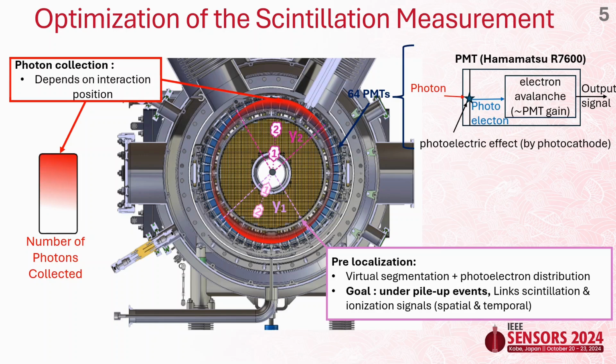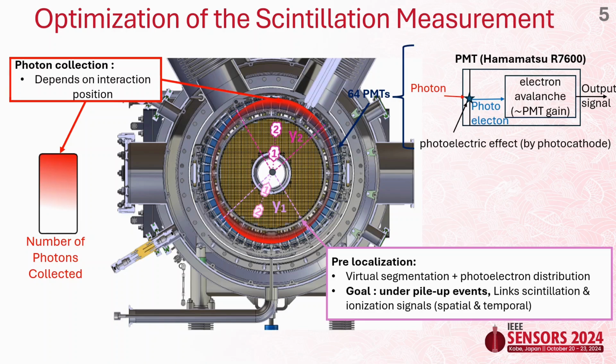In fact, the number of photons collected by each PMT depends on the interaction position. And the PMT converts the detected photons into a proportional number of photoelectrons, generating an output signal in form of charge, with its amplitude proportional to the number of photons detected. Also, the detection volume can be segmented virtually based on the PMT's field of view. And thanks to the segmentation of the detection volume, the distribution of photoelectrons across the PMTs can be analyzed to spatially reconstruct the interaction position from the scintillation signal.